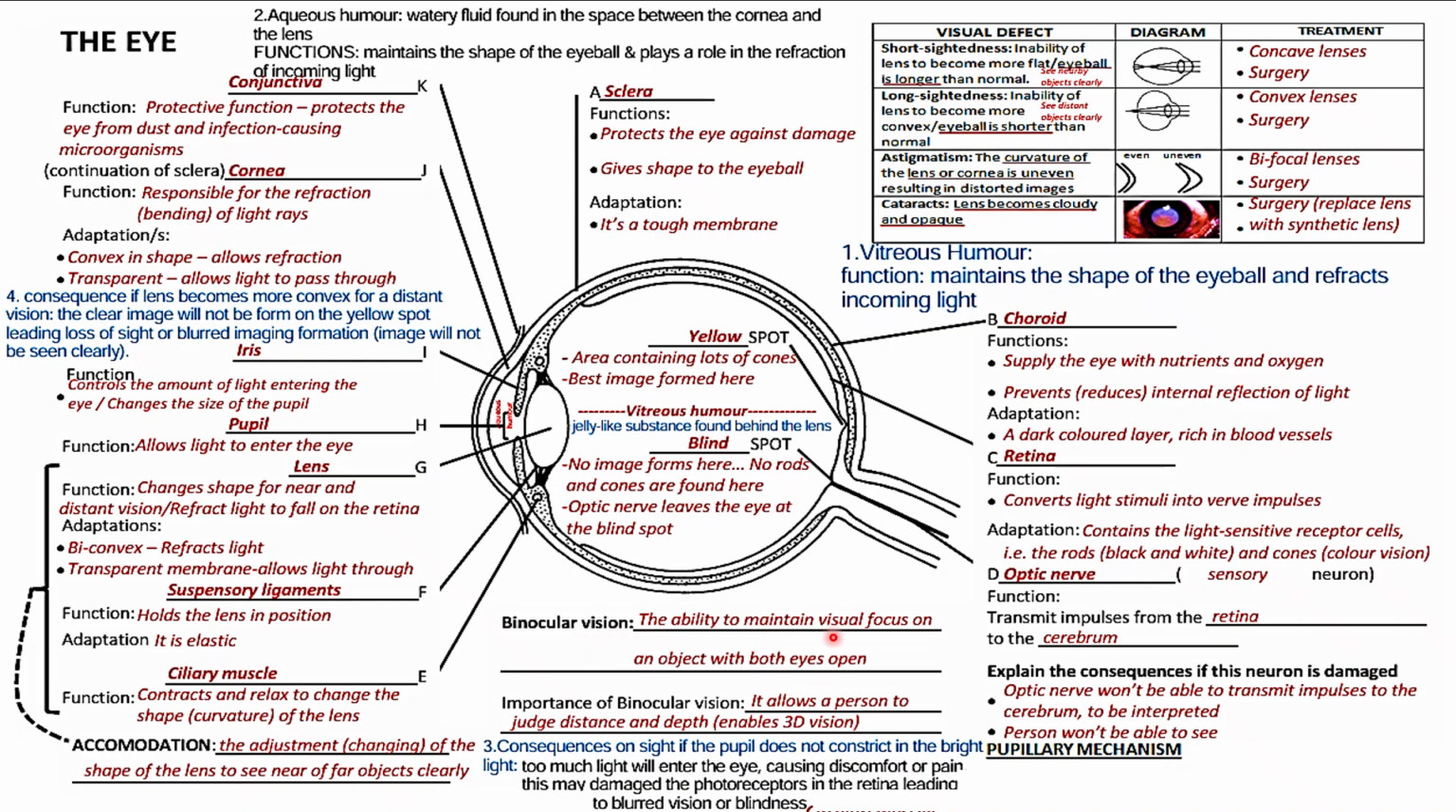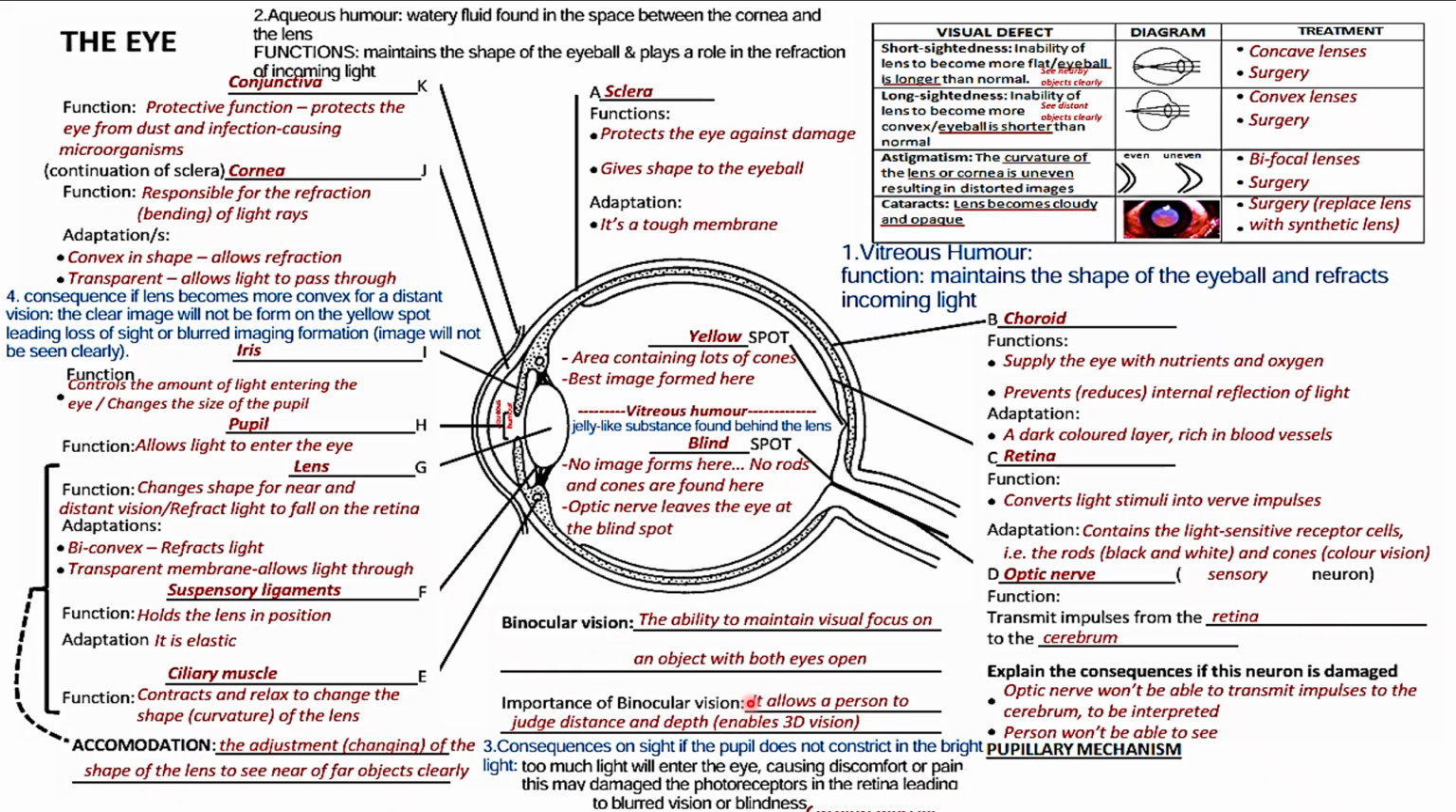It is the ability to maintain visual focus on an object with both eyes open. So we human beings have two eyes for vision, and most animals have that. It is called binocular vision. Bi here means two. Ocular comes from the word eye. So we have two-eye vision, or we have two eyes for sight.